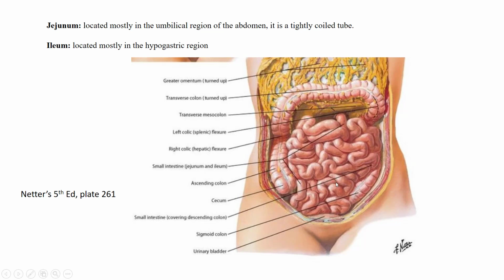And then it attaches to the ileum, and the ileum is located in the hypogastric region, which is meaning hypo meaning below, and gastric meaning stomach, so below the stomach. And in this image here, you can see that the transverse colon has been lifted up a bit so that you can see the whole area of the jejunum and the ileum, but it normally lies down here and goes across the anterior portion of the abdominal wall here.